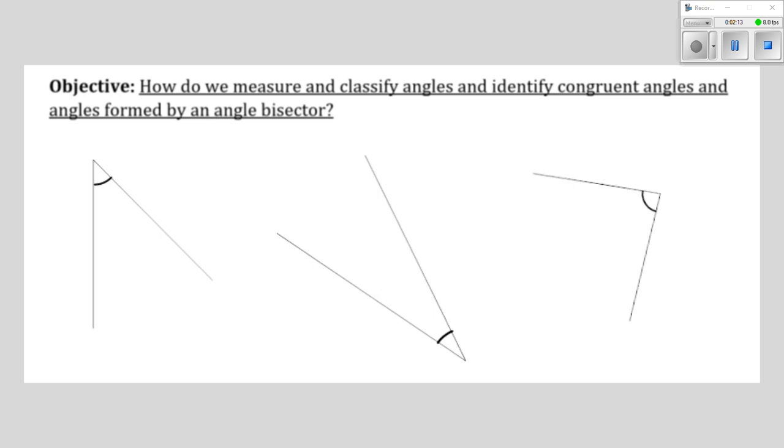The objective today is, how do we measure and classify angles and identify congruent angles and angles formed by an angle bisector? This may be already on your notes. If not, then write out the objective. If it's already there, then we're good to move on to the next slide. So then the objective is, how do we measure and classify angles and identify congruent angles and angles formed by an angle bisector?